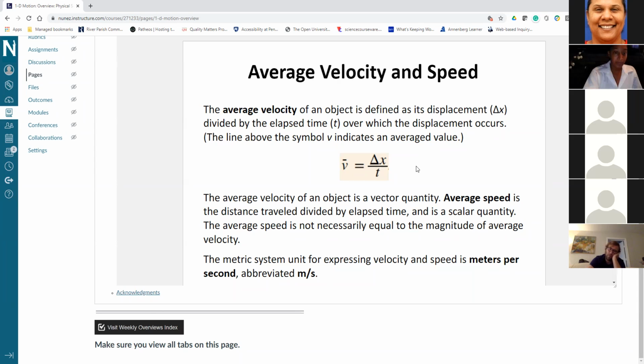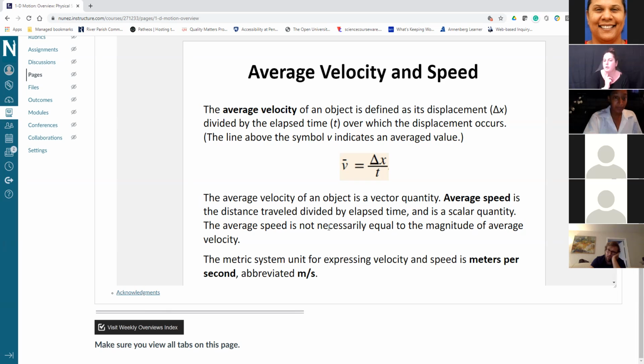So this average velocity, it is a vector property. So when you find average velocity, there's going to be a direction involved, a magnitude and a direction. Average speed, on the other hand, is the distance traveled over the time. So average velocity is displacement over time. Average speed is distance divided by time. And it's a scalar.